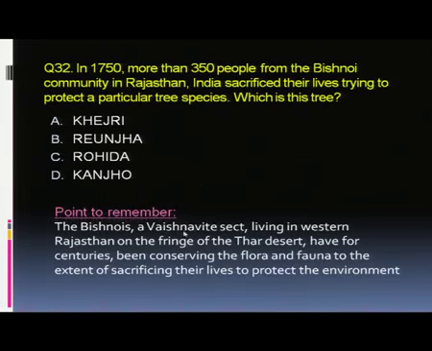The Bishnois, a Vaishnavite sect living in western Rajasthan on the fringe of the Thar desert, have for centuries been conserving the flora and fauna to the extent of sacrificing their lives to protect the environment. You must be knowing about the Amrita Devi Bishnoi Award for Conservation of Wildlife. It has been constituted in recognition of their immense faith, immense sacrifice towards conservation and preservation of nature. So, the tree name is Khejri, answer is A, it is an acacia plant.